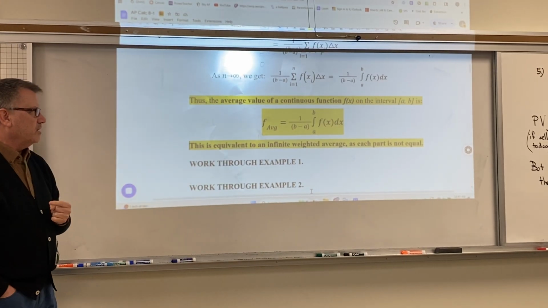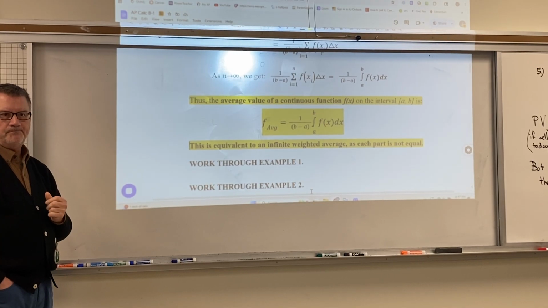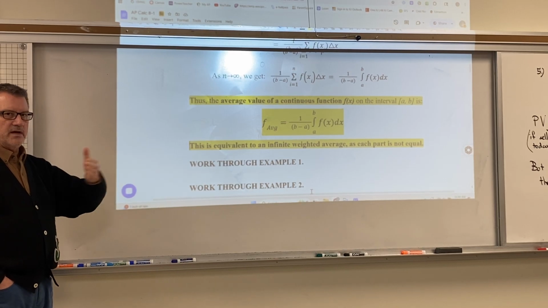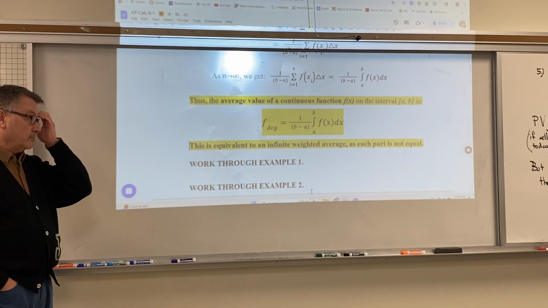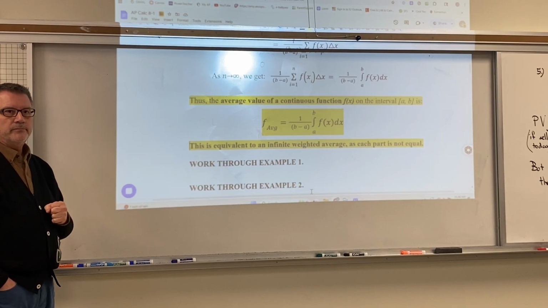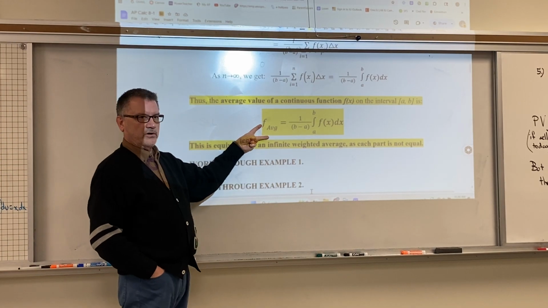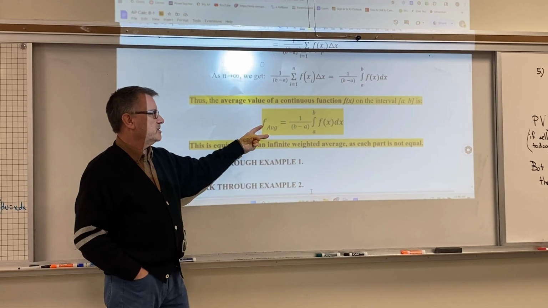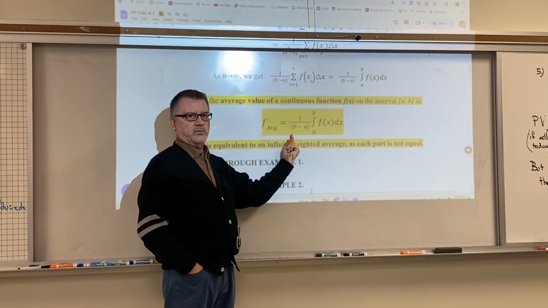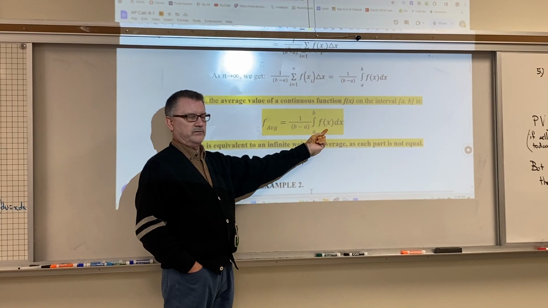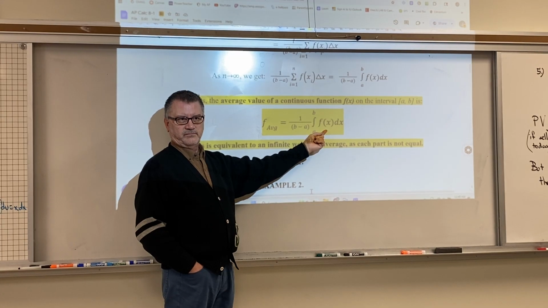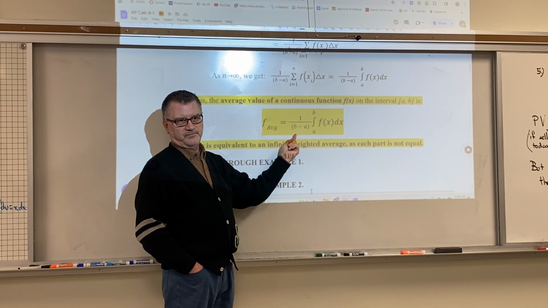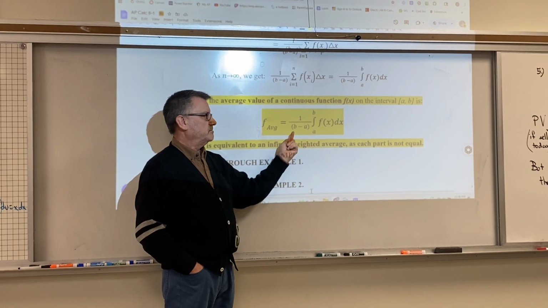And this is equivalent to an infinite weighted average, because I'm getting the area under the curve. There's an infinite number of x values I'm plugging in, and each one's probably going to give me a different y value. Okay, that's it. We've got to know this. This is a great thing to put on our yellow sheet. The average value of the function: the area under the curve divided by the width, or multiplied by the reciprocal of the width.